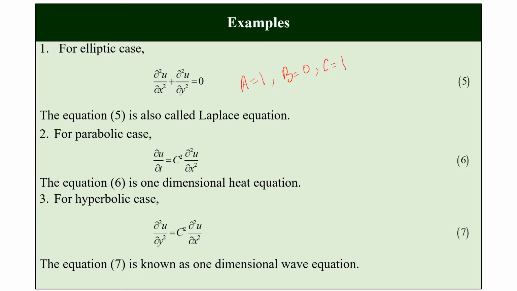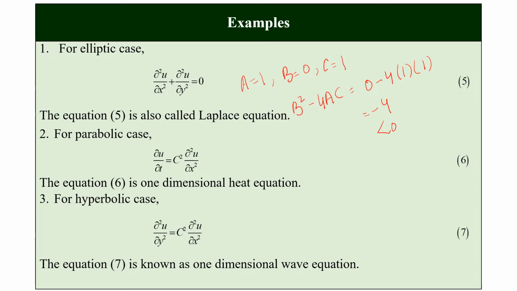So if we substitute these values in the discriminant b square minus 4ac, then we have the value of b is 0, minus 4, the value of a is 1, c is 1. So its value is minus 4, which is less than 0. So this Laplace equation is the elliptic partial differential equation.